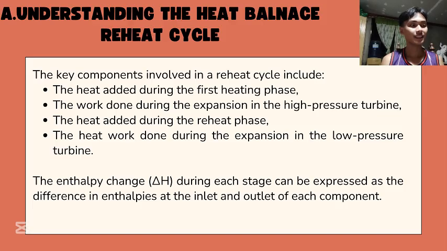Understanding the heat balance reheat cycle. The key components of the reheat cycle include the heat added during the first heating phase. This refers to the initial heat input to the boiler, converting water into high-pressure steam. Second, the work done during the expansion in the high-pressure turbine. This is the energy extracted from the steam as it expands and does work on the turbine blades.